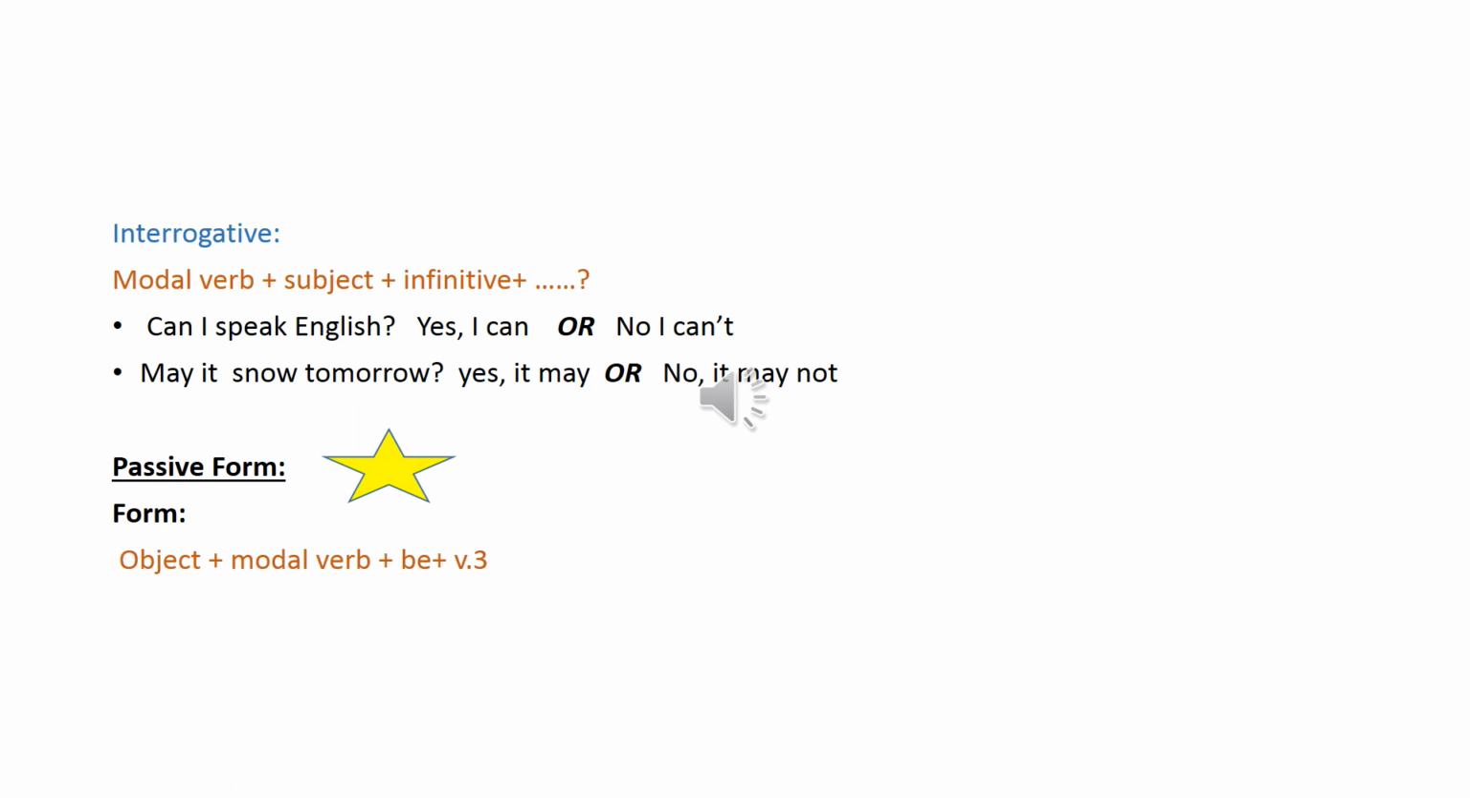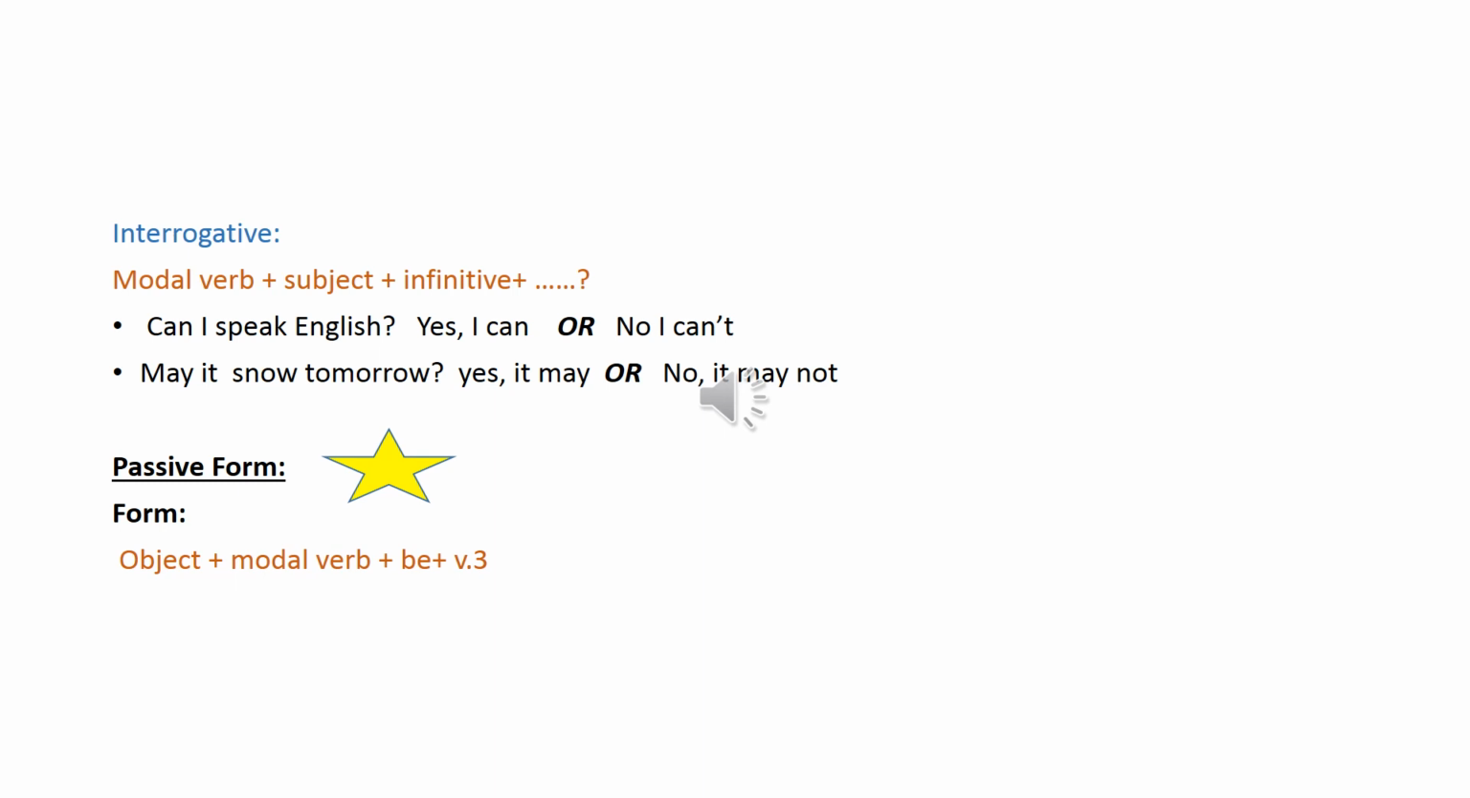Okay, let's start with the passive form، المبني للمجهول. Form the structure of the sentence in passive. You have to start with the object, then the modal verb, then be, then verb 3 اللي هي past participle. لازم نبلش الجملة بالمفعول به، then the modal verb, then be, then the past participle or verb 3 التصريف الثالث للفعل.